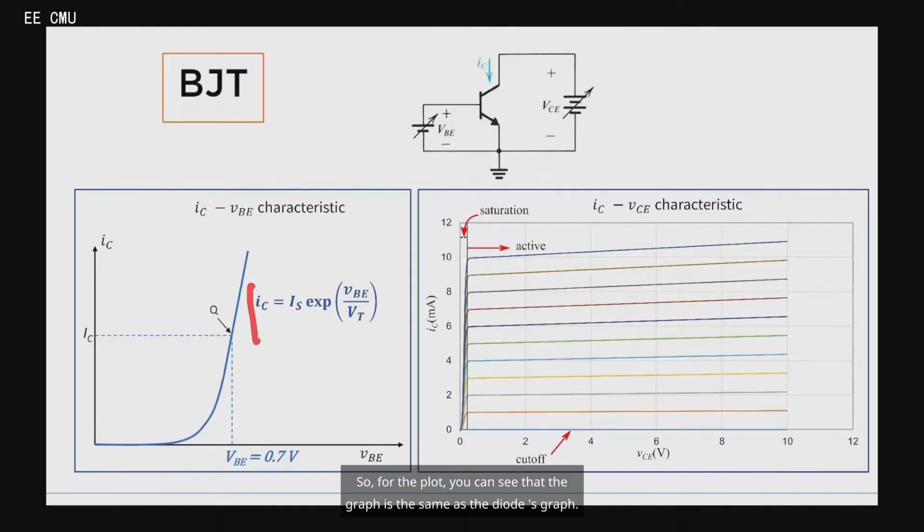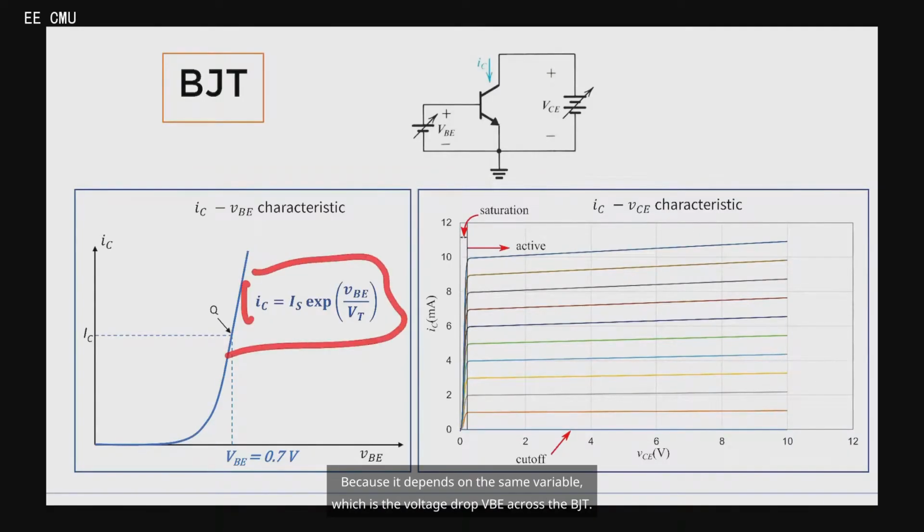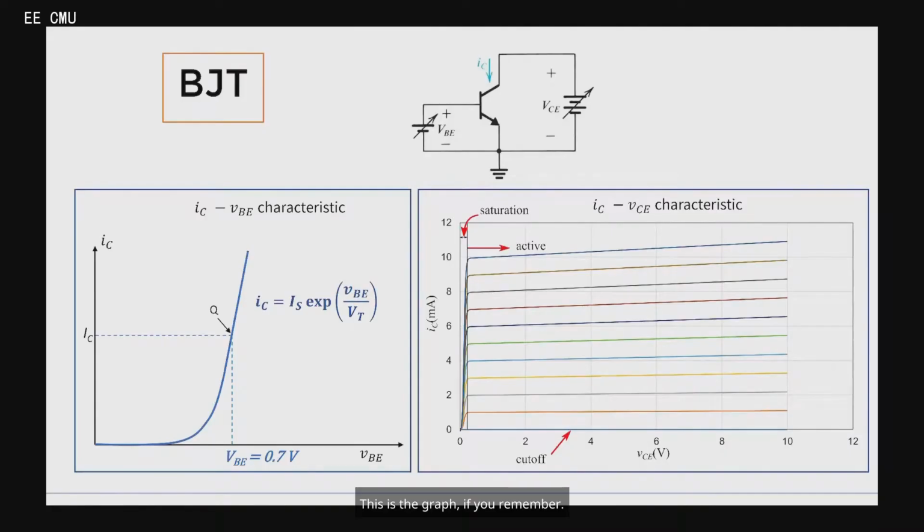So for the plot, you can see that the graph is the same as the diode's graph. It's exactly the same, right? Because it depends on the same variable, which is the voltage drop VBE across the BJT. This is the graph, if you remember. I am not entirely sure if you remember this, but when we look at the IC versus VCE graph, IC is usually our output current, and VCE is also defined as the output voltage. It is quite important to keep this distinction in mind for your analysis.